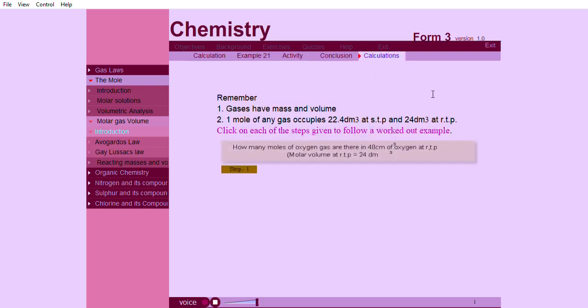Remember, gases have mass and volume. 1 mole of any gas occupies 22.4 cubic decimeters at standard temperature and pressure and 24 cubic decimeters at room temperature and pressure. Example: how many moles of oxygen gas are there in 48 cubic centimeters of oxygen at room temperature and pressure? Molar volume at room temperature and pressure is equal to 24 cubic decimeters.